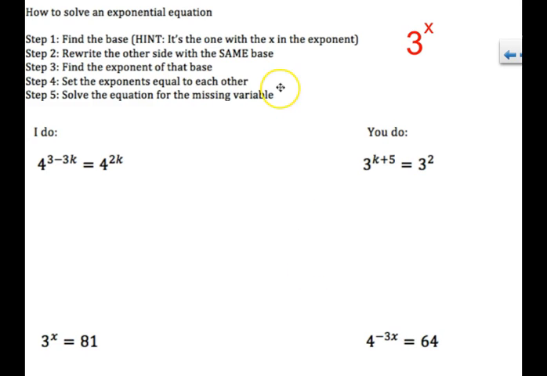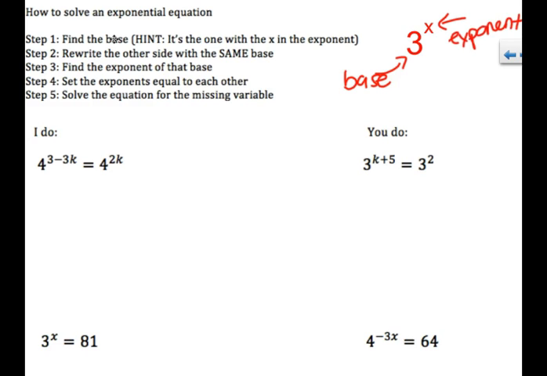Alright, so now it's time to actually learn how to solve an exponential equation. When you're solving things, you're trying to get x by itself, or trying to see what the left side will equal to be the right side. So if I have 3 to the power of x, this 3 is called your base. Step 1, where it says find the base, it is the one with the exponent. If you see an exponent, that is probably going to be your base with the x.